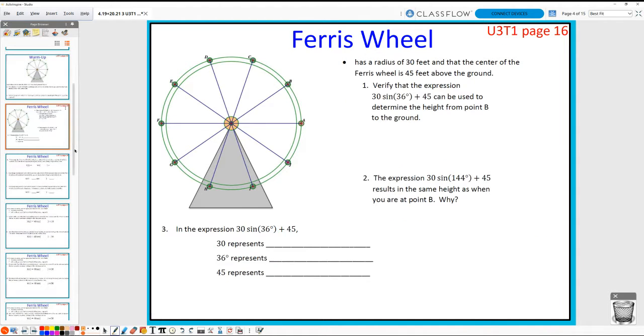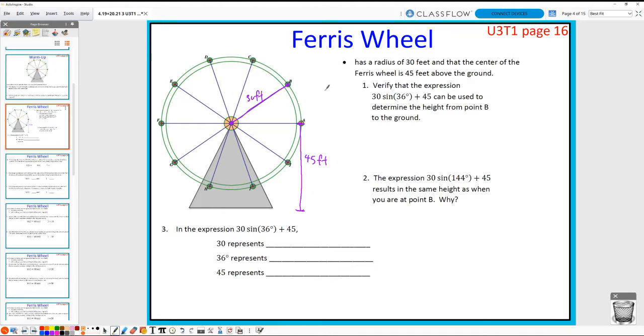Okay, so let's see what is given to us here on page 16. We have a radius of 30 feet as well as it is 45 feet above the ground. So let me just label that a little bit. So this is 45 feet, right? Because that's the same thing as this. That's the same length. We also have the radius. Now, the radius for now I'm going to draw as B, or rather centered to B, because we're going to be looking at B later. So just so I'm saving one step here, this is going to be 30 feet. And we want to verify the expression that this can be used to determine the height from B.